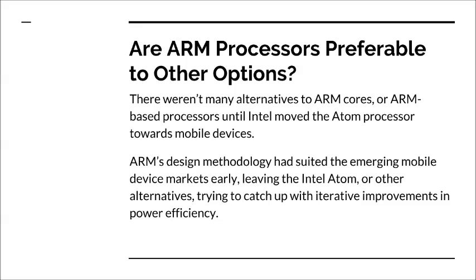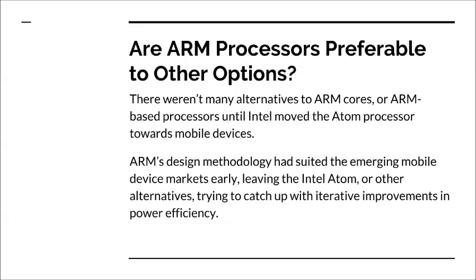So ARM already had that covered, but around 2010, Intel scaled the Atom down a little bit to try and move it from a laptop processor to a phone processor, or general mobile device processor, and they hadn't had much success trying to capture the market, because ARM already had a significant portion of it.